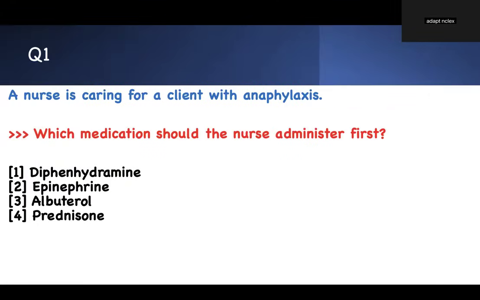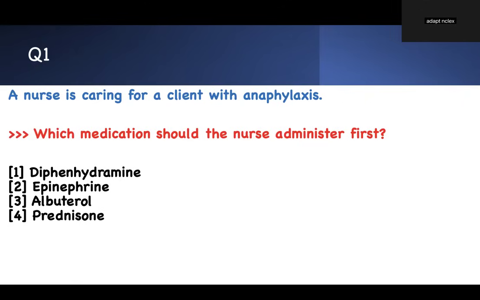Let's get to it. First question, a nurse is caring for a client with what? Anaphylaxis. Keyword, anaphylaxis. Focus on it. Anaphylaxis. Which medication should the nurse administer first? Think about it. Anaphylaxis and first. That means whichever medication you're going to pick should be used for anaphylaxis, but at the same time, it should be the first medication you give.